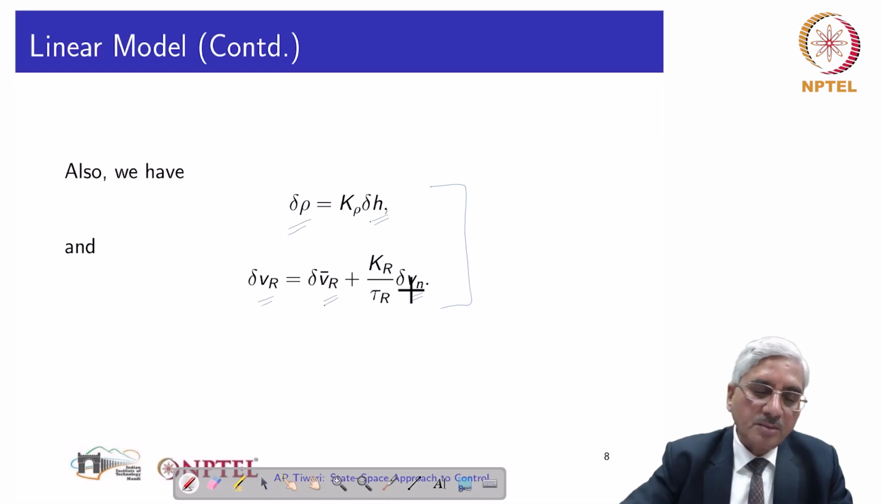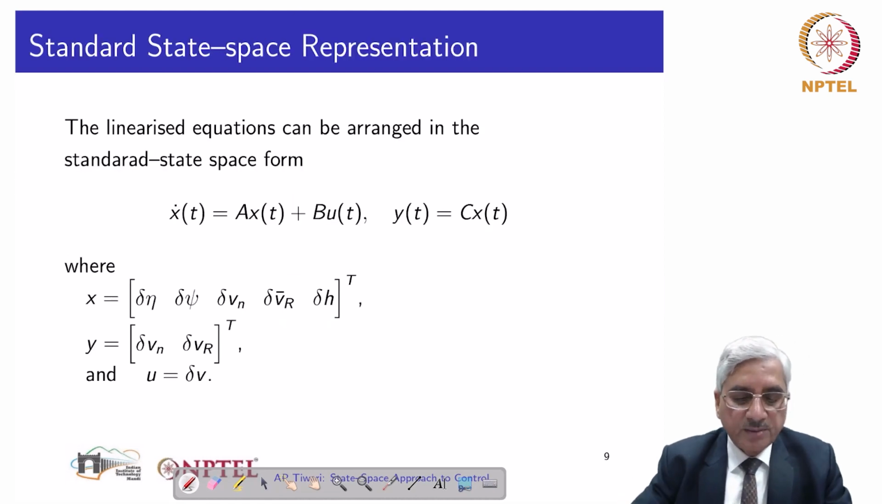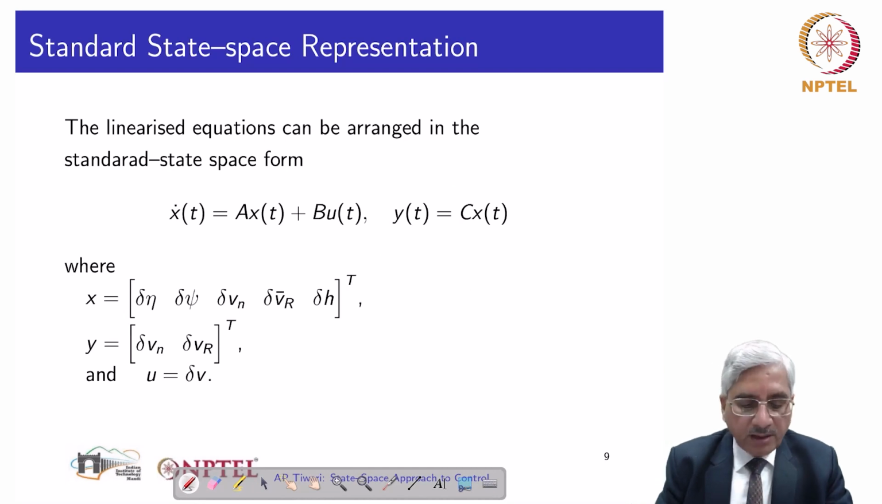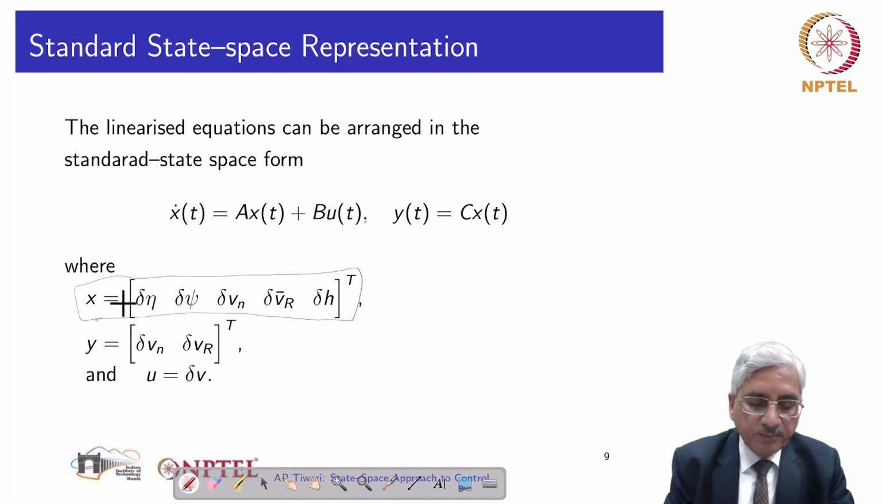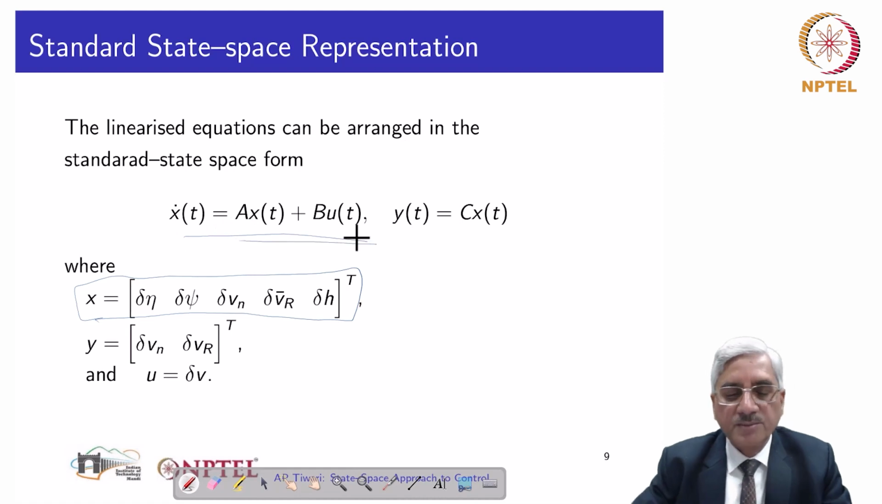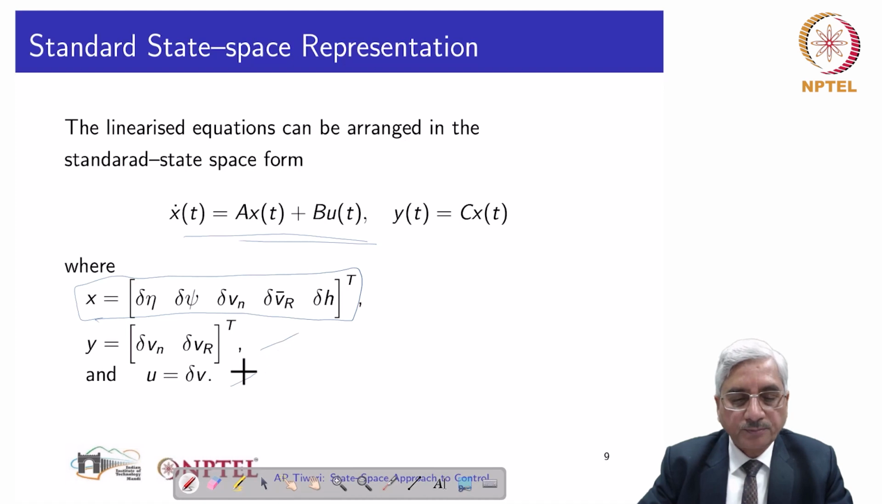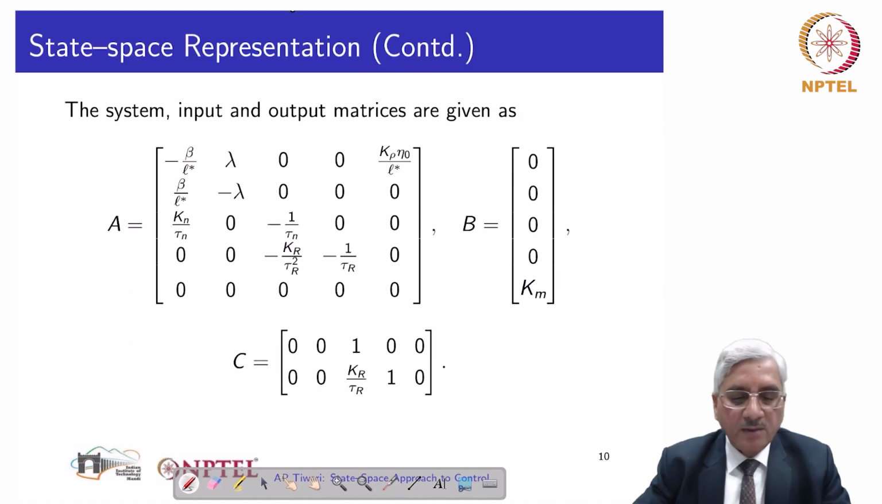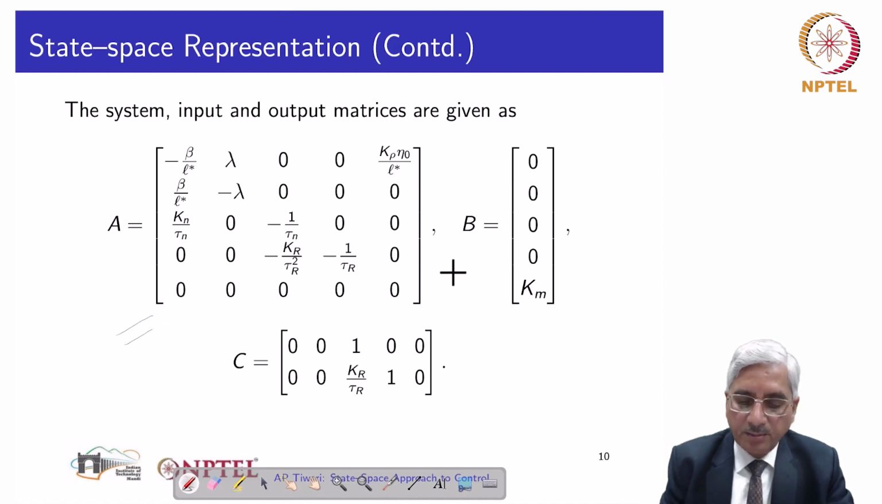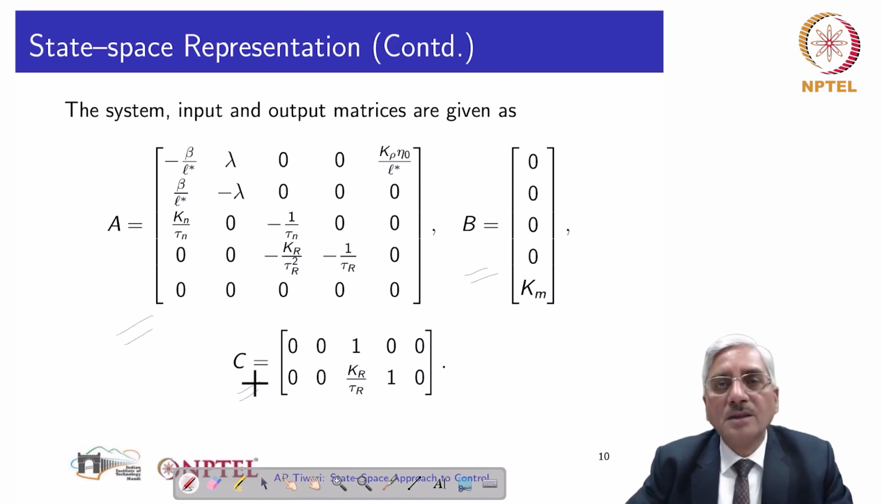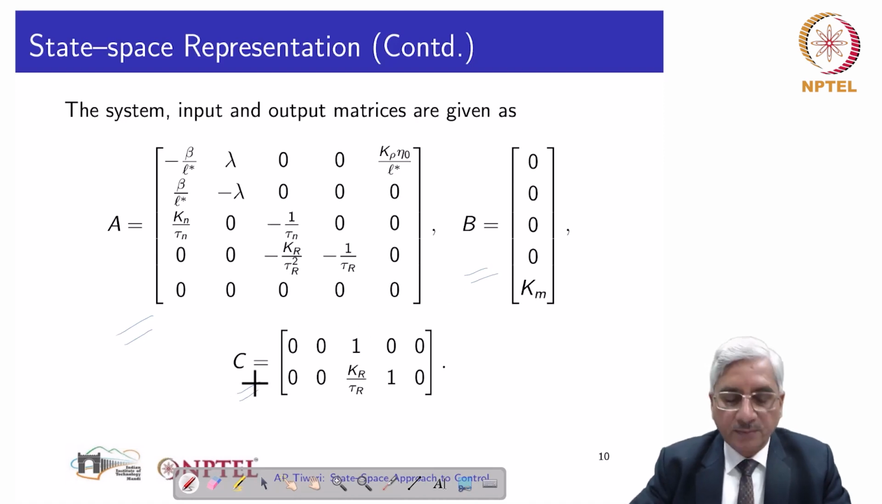Now given this linear model, these 5 equations, by choosing these state variables, we obtained this state space representation. We indicated this in the previous lecture as well. This is the output and this is the input. Now this is a recap of the preceding. Again the recap, these are the A, B and C matrices in the linear state space representation of the nuclear reactor.